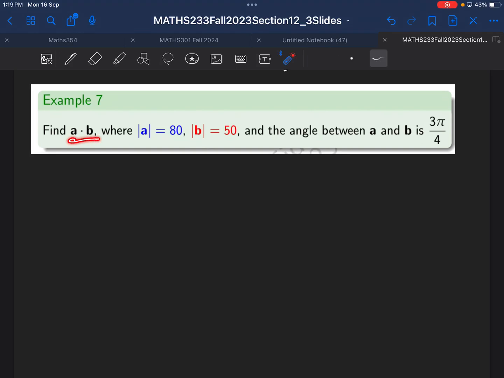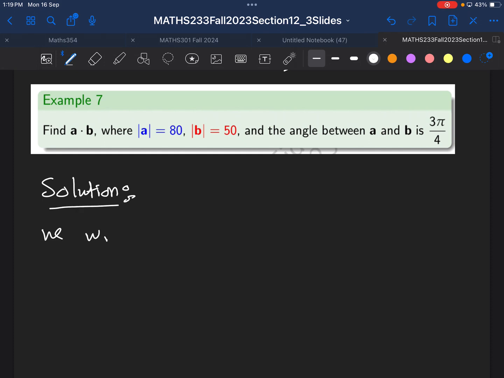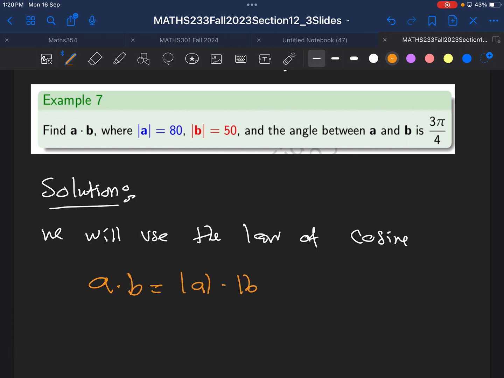We need to find the dot product where the magnitude of A is 80, the magnitude of B is 50, and we have the angle between A and B. So as a solution, we will use the law of cosine. So what's the law of cosine? It is A dot B should equal magnitude of A, magnitude of B, and cosine theta.